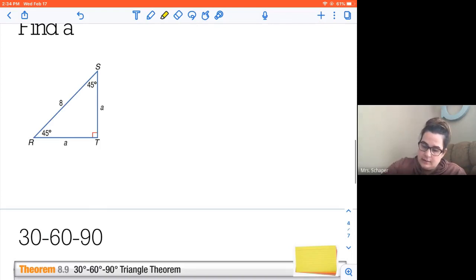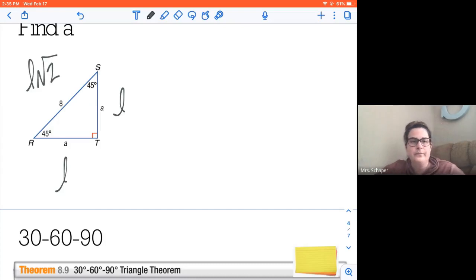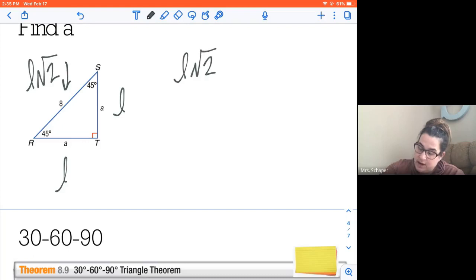So again, L, and L square roots of 2. If I know that L square roots of 2 is 8, that's going to help me set up my equation: L square roots of 2 equals 8. So how I solve for L, which is represented by the letter A, is to solve this equation. I'm going to divide by the square root of 2, and this is where radicals come in.